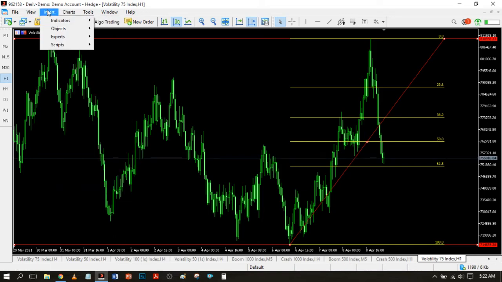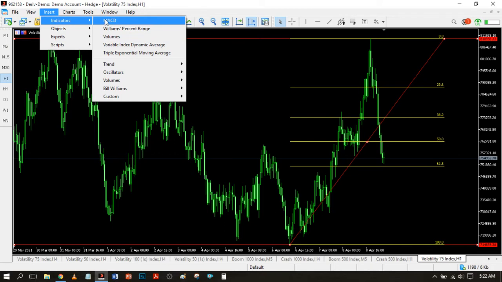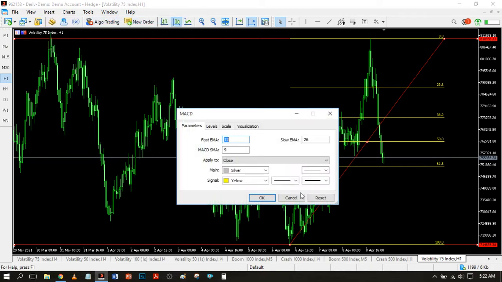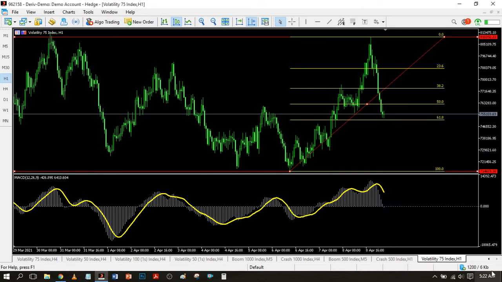So let me add my MACD to my chart. Okay, so this is my MACD. The MACD is one of the most important tools that I like to use. Why? Because it makes life so easy for me.